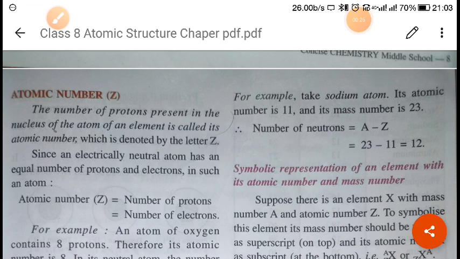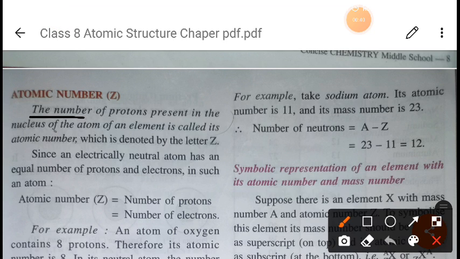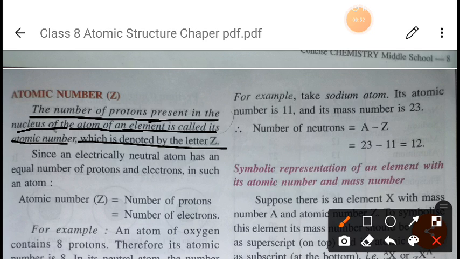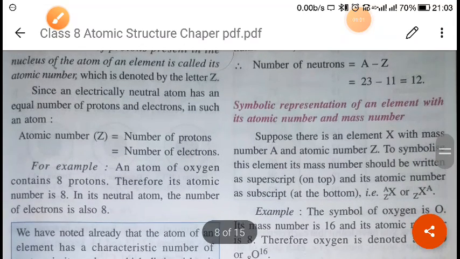So when we talk about the atomic number, what is atomic number? Atomic number is the number of protons present in the nucleus of the atom of an element. As you can see, it is written here. The number of protons present in the nucleus of an atom of an element is called its atomic number, and it is denoted by Z. So atomic number is the number of protons present in the nucleus of that element.